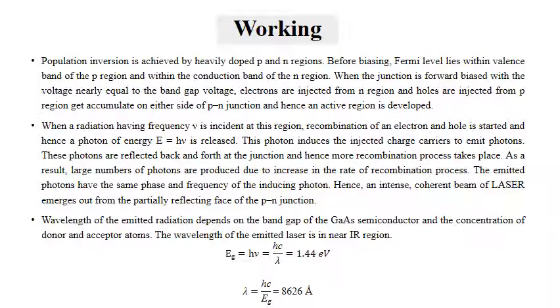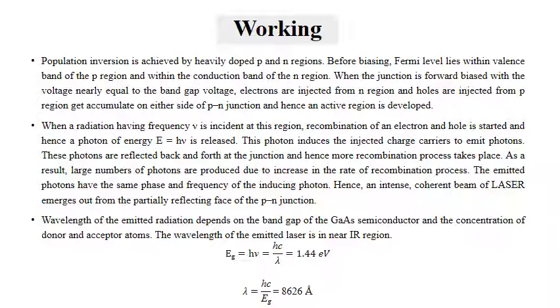Working. Population inversion is achieved by heavily doped P and N regions. Before biasing, the Fermi level lies within valence band of the P region and within the conduction band in the N region. When the junction is forward biased with the voltage nearly equal to the band gap voltage, electrons are injected from N region and holes are injected from P region, and they get accumulated on either side of the p-n junction, and hence an active region is developed.